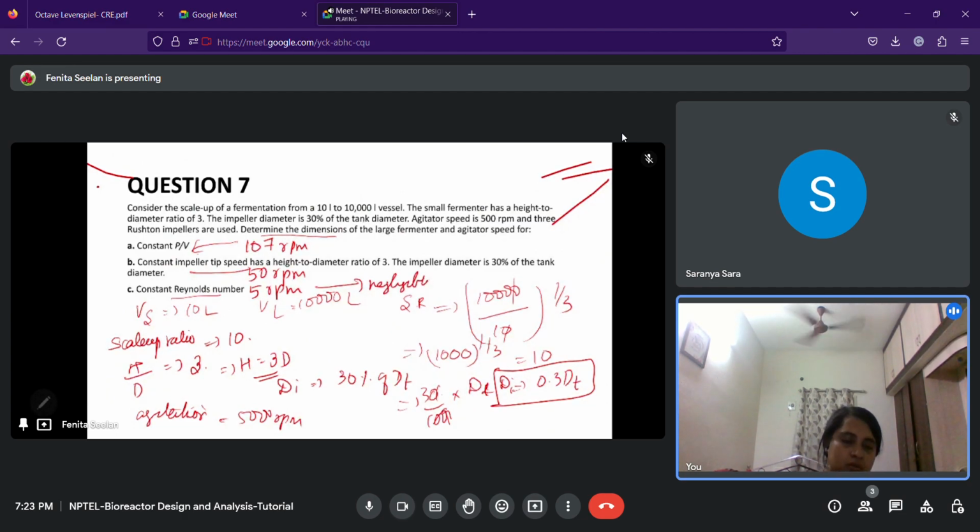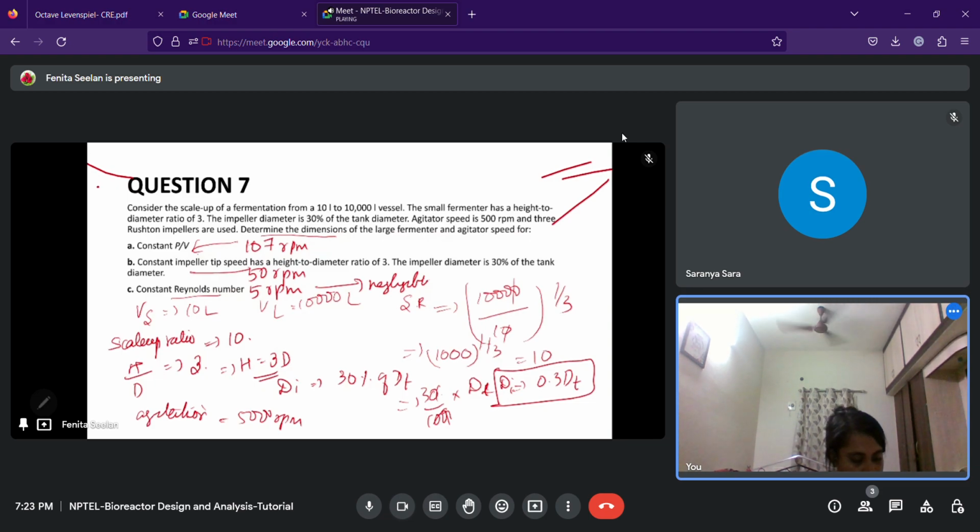So how do you conclude from observing the results? How can you select the criteria which you will be using for your scale-up basis? So we can use the scale-up based on the constant P by V, which will be the most likely choice.